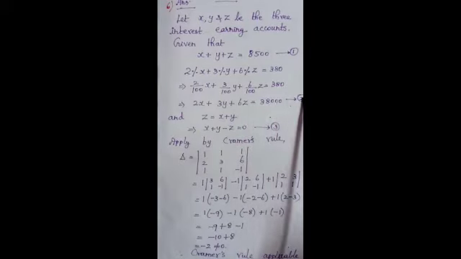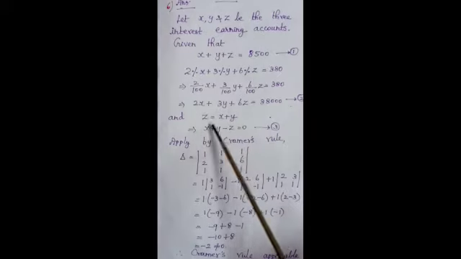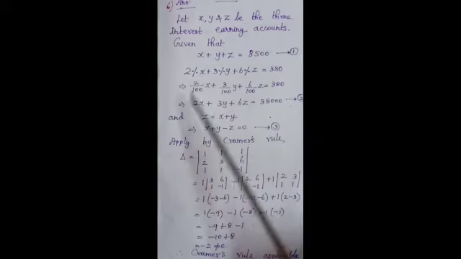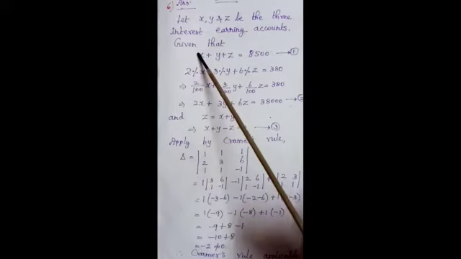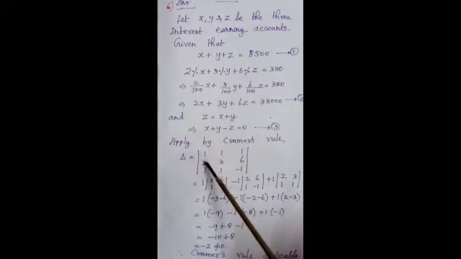This is equation 2. And given that the 6% of z is equal to the sum of the other 2 accounts, that is z is equal to x plus y. So x plus y minus z is equal to 0. This is equation 3. So apply Cramer's rule. Delta is equal to the determinant of the coefficients of x, y, z. The x coefficients are 1, 2, 1, the y coefficients are 1, 3, 1 and the z coefficients are 1, 6, minus 1.